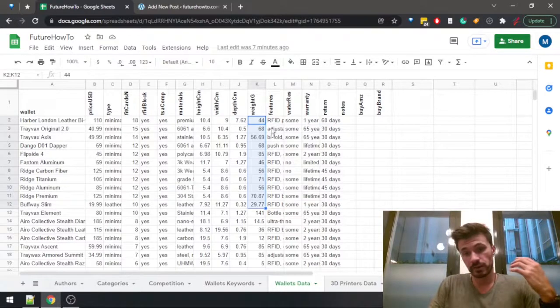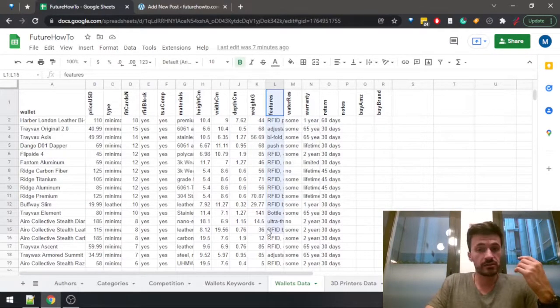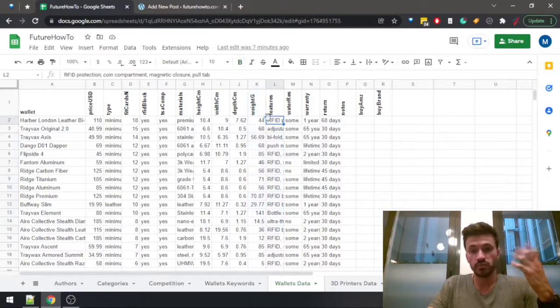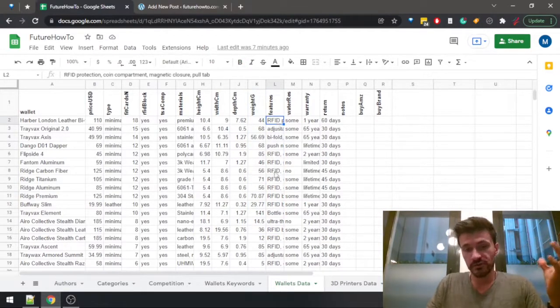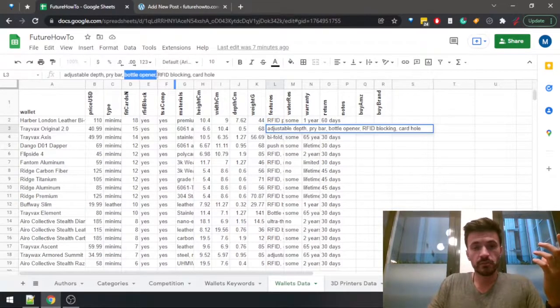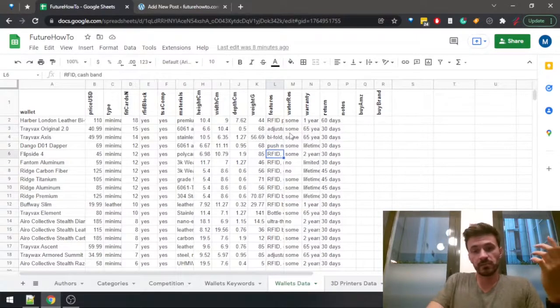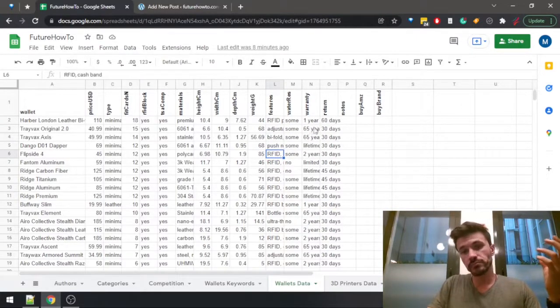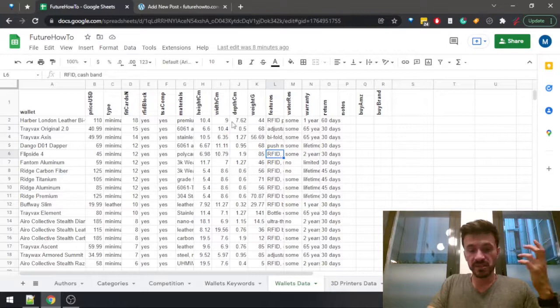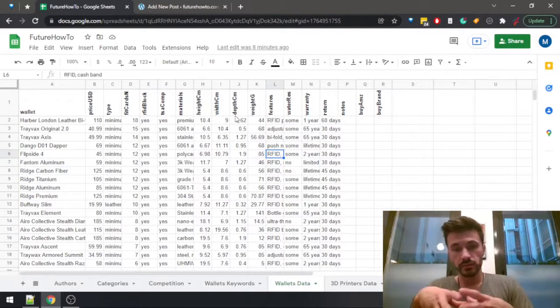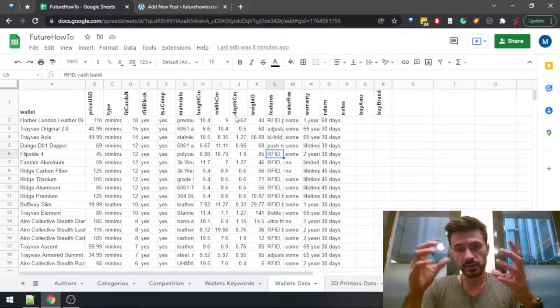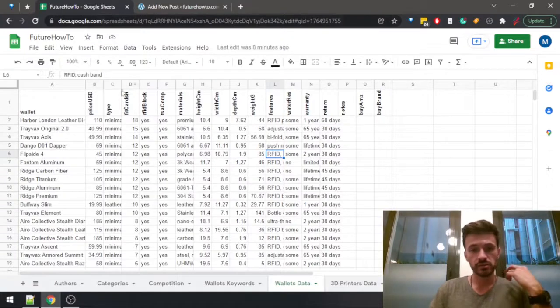I am going to do as many of these as I believe are useful for my audience. Features like this are probably going to be huge. Maybe even several articles from here, like best ones with bottle opener, with pry bar, with adjustable depth. I'm going to do all of them, and that's why it's such a good idea to gather the data into one spreadsheet, and you can easily sort it. You can easily filter on all of the items.